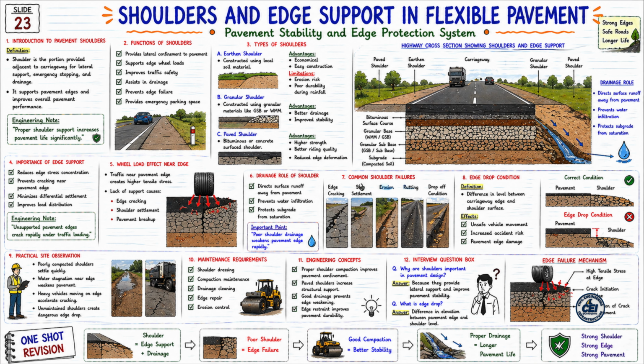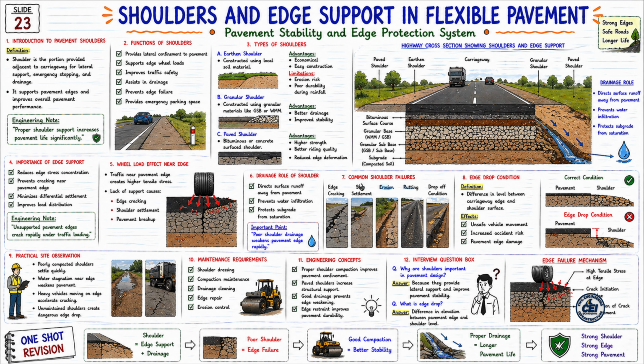Now let us look at the tenth topic. Maintenance requirements. Shoulder maintenance is also very important: shoulder dressing, compaction maintenance, drainage cleaning, edge repair, erosion control. If the maintenance is not proper, the pavement edge will deteriorate quickly.